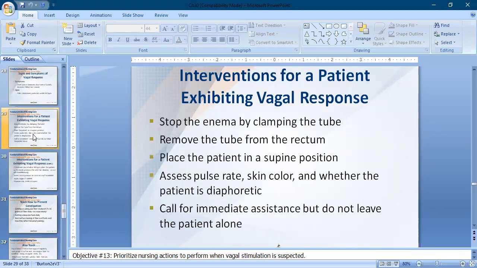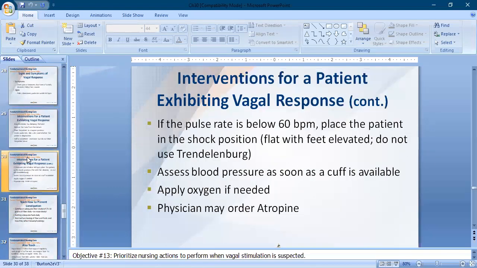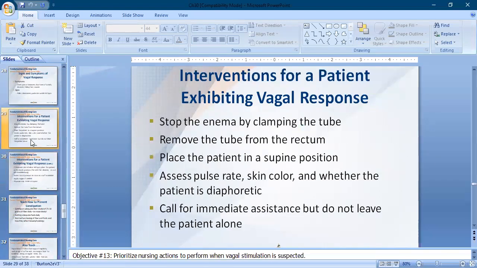And now, the intervention for the patient if they complain of vagal response, right? First of all, we have to stop putting in the enema, remove the tube from the rectum, and also place the patient in a supine posture. When we put the bag or enema, we have to take care of the ostomy or channel. But whatever it is, if the patient has a complaint of vagal response, we have to place the patient in a supine posture. Supine posture means lie down on the back.